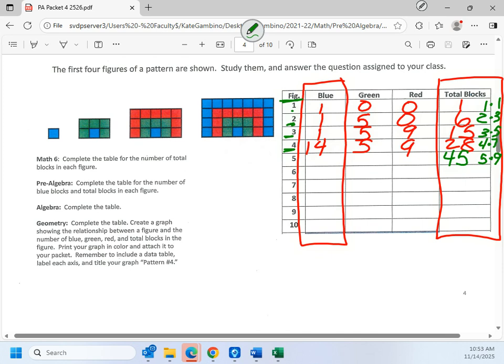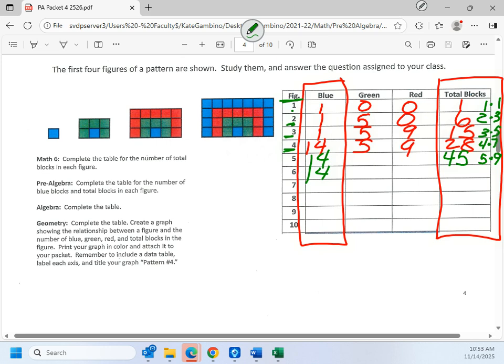Anybody know what my next blue number is going to be? Clara? 15. Yeah. What's the next one after that? Emily? 15. Yeah. Do we know our next one? Oh, that's where we go, ooh, I can figure out my total blocks. I can get down to figure 6, but it says to do all the blue blocks. Uh-oh, I don't know what to do. That's why I have to figure these out.